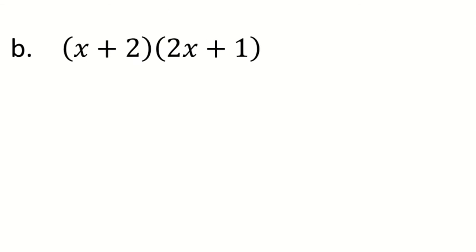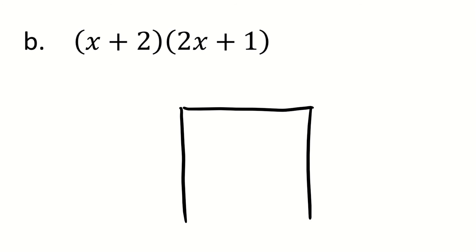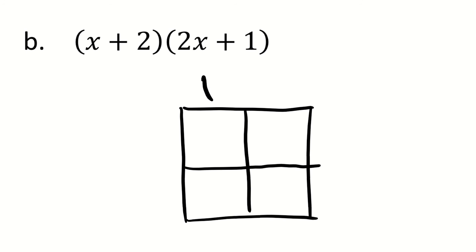All right, the next one is not as simple, right? It is a binomial times a binomial. So I'm going to start with a rectangular array that's 2 by 2. Across the top, I'm going to write an x plus a 2, and then down alongside the left-hand side, I'll be writing a 2x and a 1.